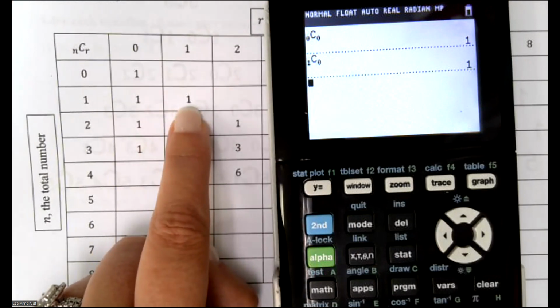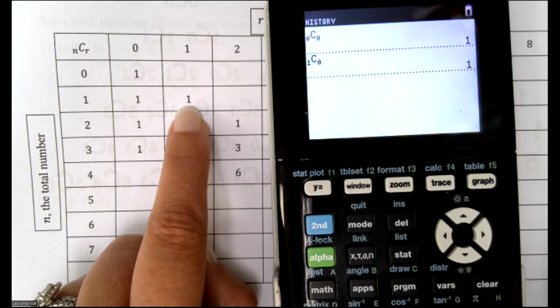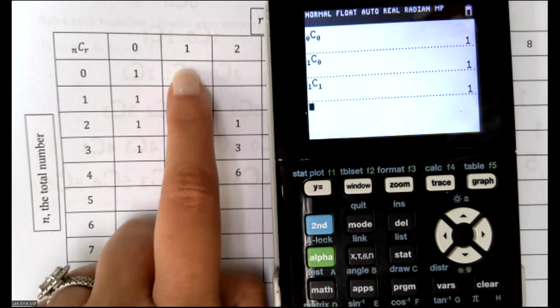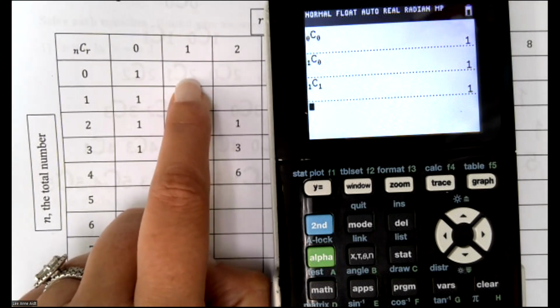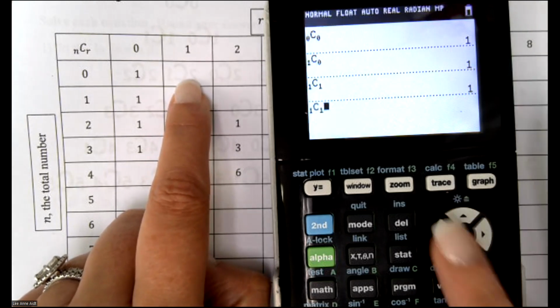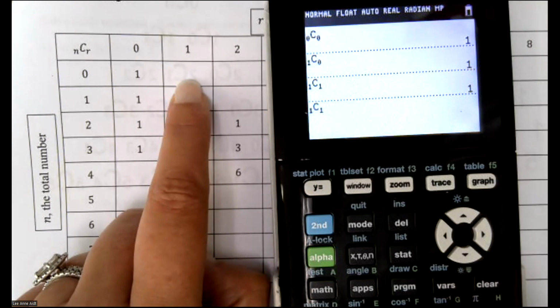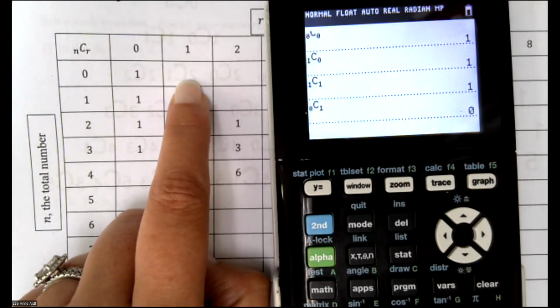Okay, now this box. What would this box be in the calculator? 1C1. Scroll up, grab it. 1C1 is 1. Okay, now let's go to this box right here. What would this box be? Beautiful. 0C1. See what happens when you try to do 0C1 in the calculator. That doesn't work.